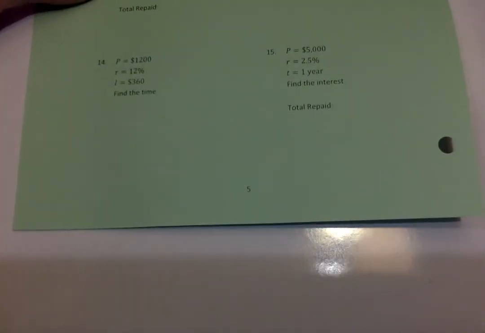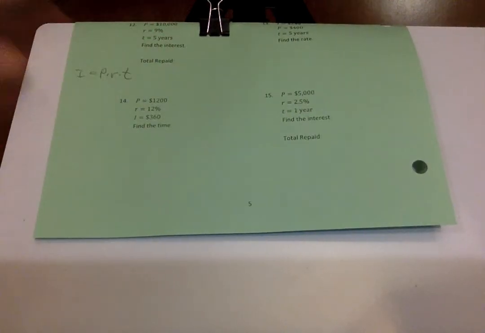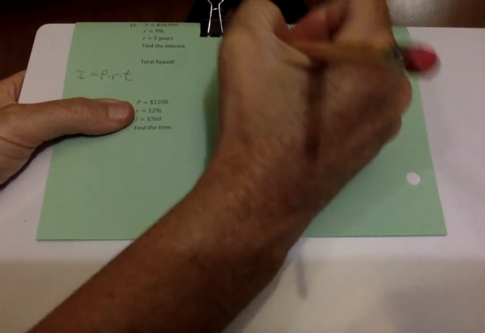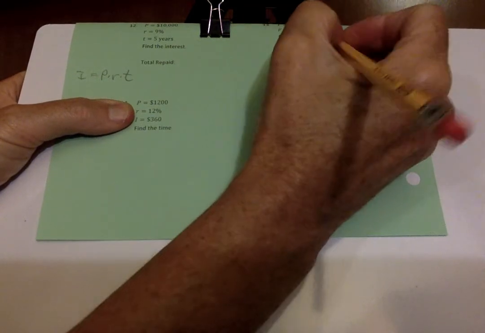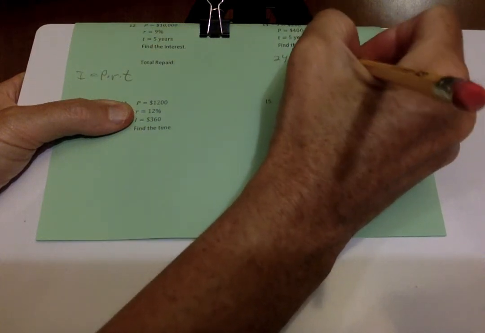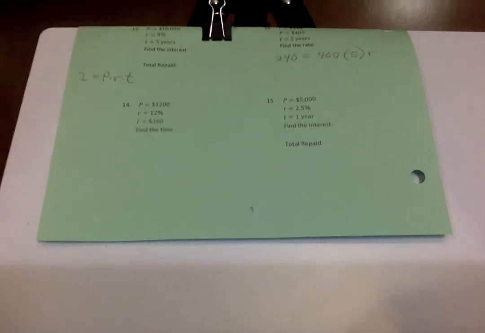The second half here, remember, interest equals principal times rate times time. And I think I will do 13. The interest is $240. So I'm going to say 240 equals principal, 400, times rate, I don't know the rate, times time. Time is 5 years. And the rate, I'm going to put R. Okay? Then I'm just going to use my problem-solving skills and finish this.